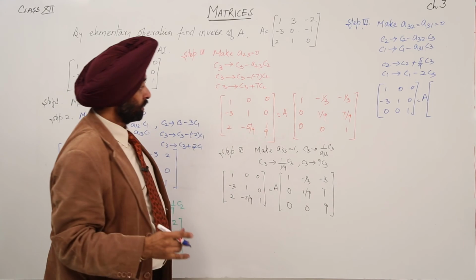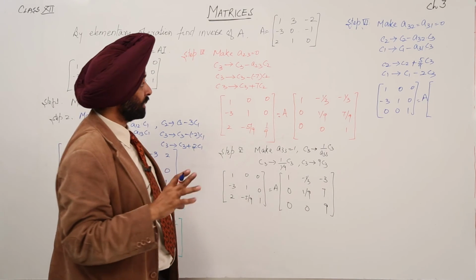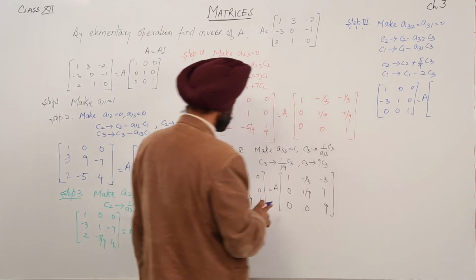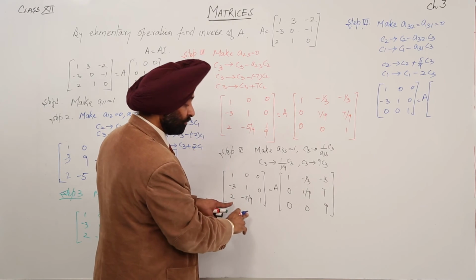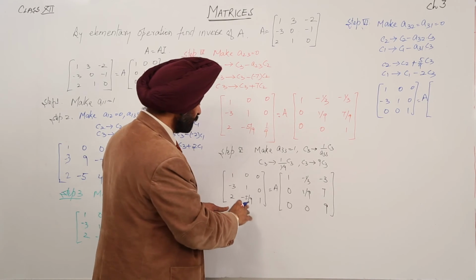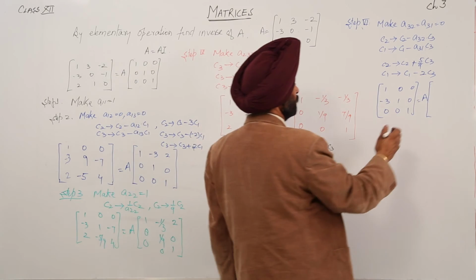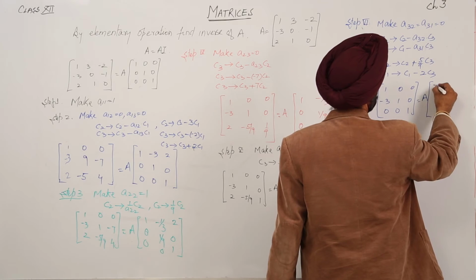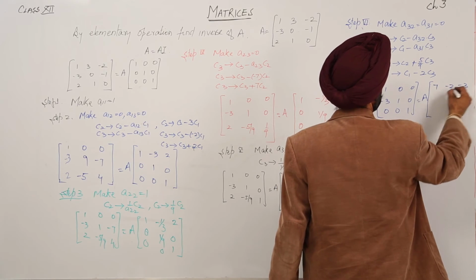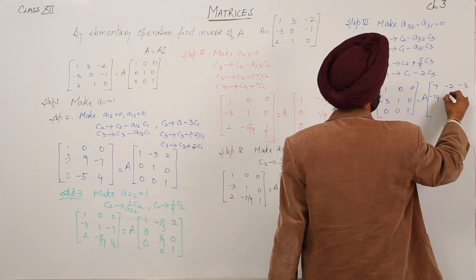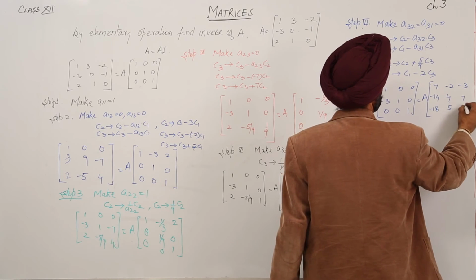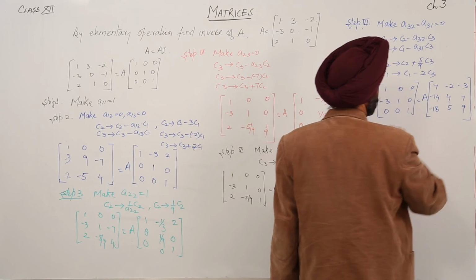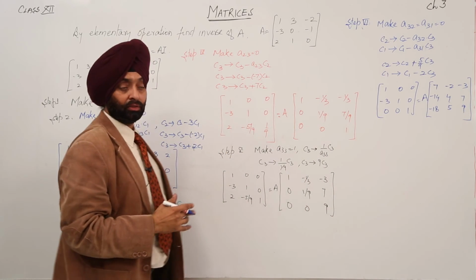Now combining the two steps together, what we are getting? For this part we have to make 0 and for this part we have to make 0. Combining these two and after calculation, we are having 7, minus 2, minus 3, minus 14, 4, 7, minus 18, 5 and 9. After solving we will be getting these things.